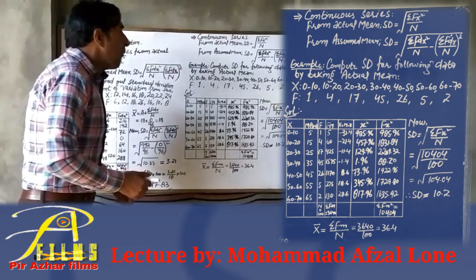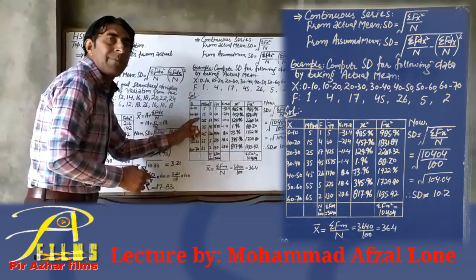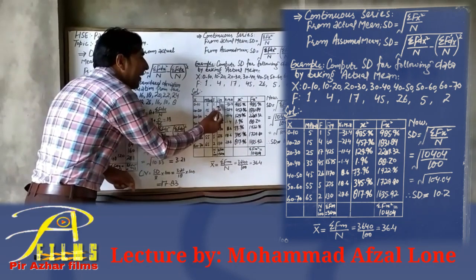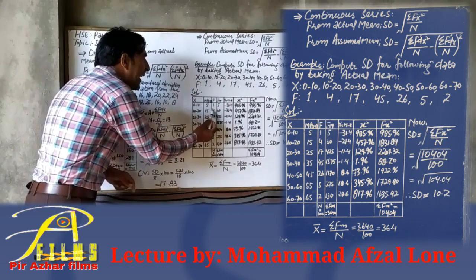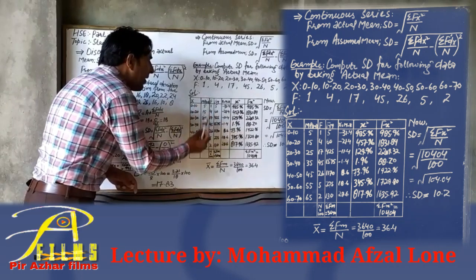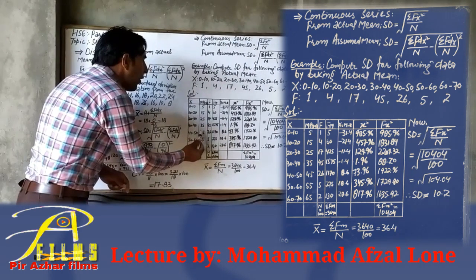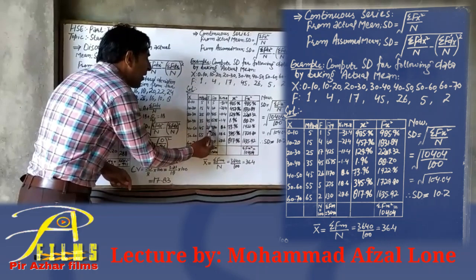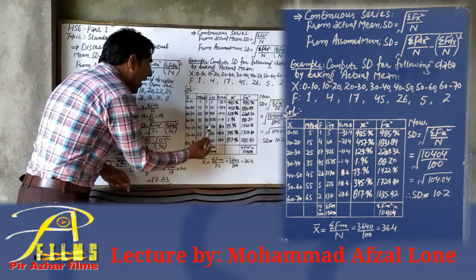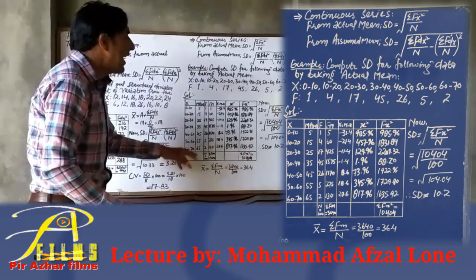Now, we need fm to calculate the actual mean. Let us multiply f with the midpoint m. 5 into 1, that is 5. 15 into 4, 60. 25 into 17, 425. 35 into 45, it is 1575. 45 into 26, 1170. 55 into 5, 275. 65 into 2, 130.